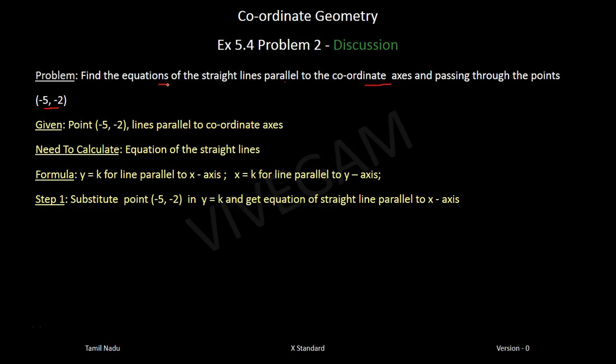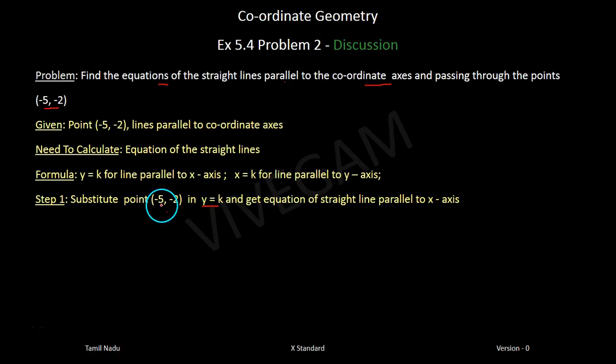Okay, so let's put the steps. Step 1. Substitute the point -5, -2 in y equal to k and get the equation of the straight line parallel to the x-axis. The k is unknown, right? We need to calculate k. For that only this point is given. So when you substitute this point, what will happen?